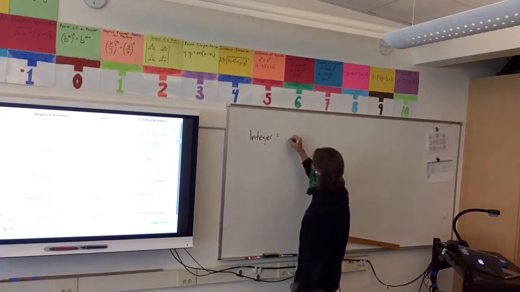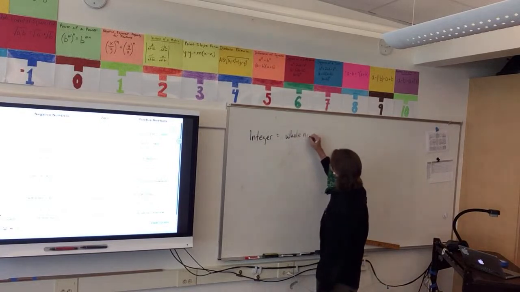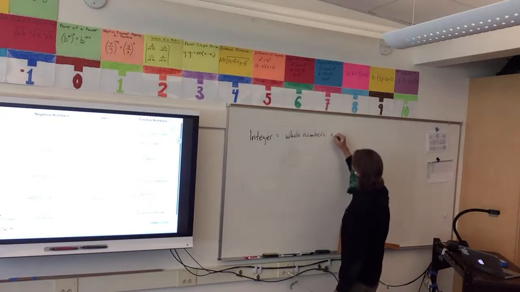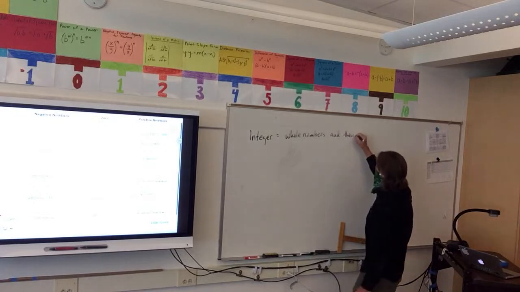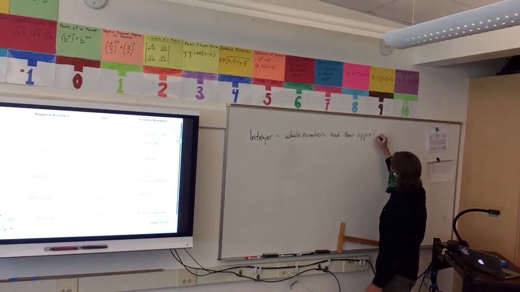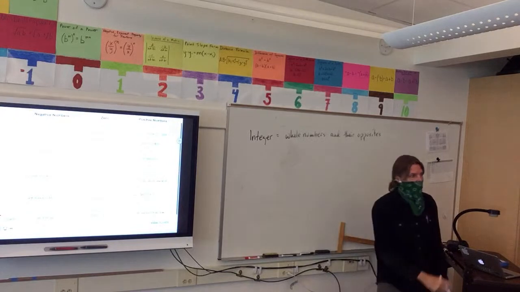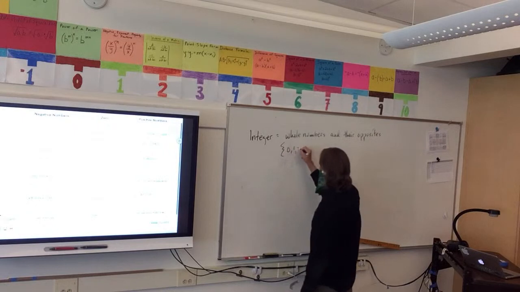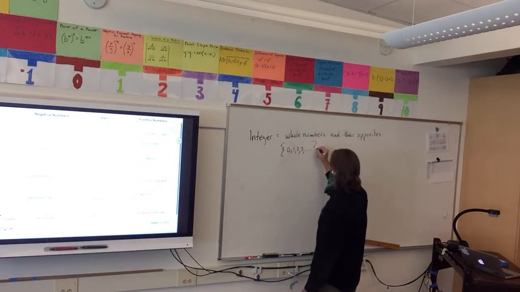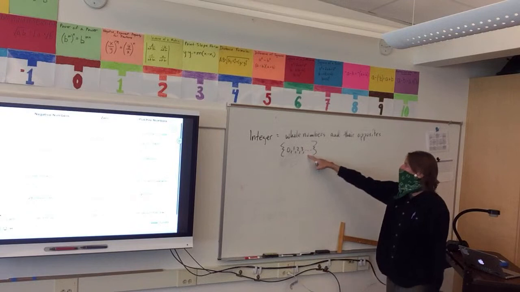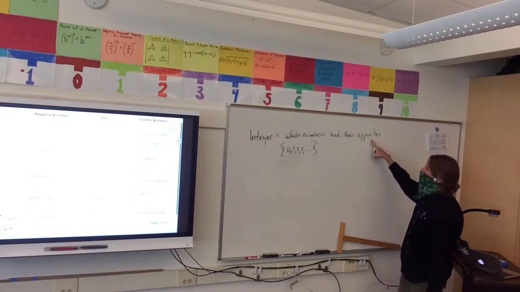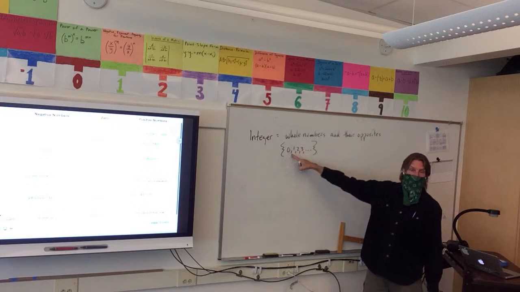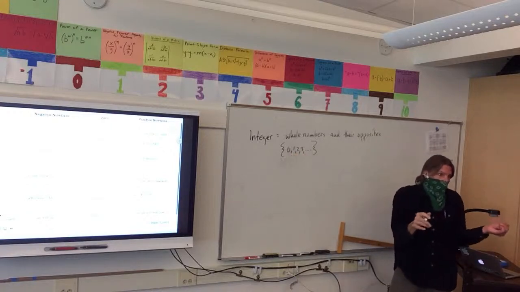Integers are whole numbers and their opposites. So wholes are 0, 1, 2, 3, dot, dot, dot, going forever, and their opposites. So we could have a negative of each of these. But 0 doesn't have a negative because it isn't negative or positive.